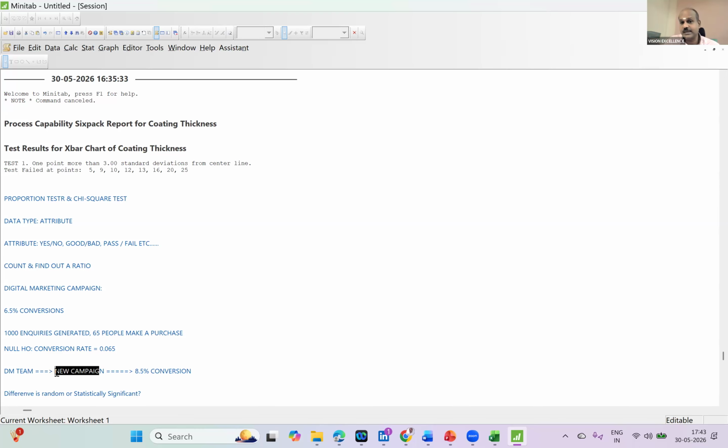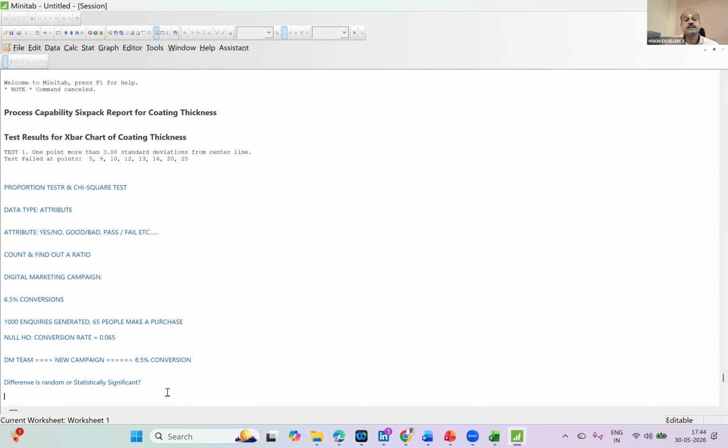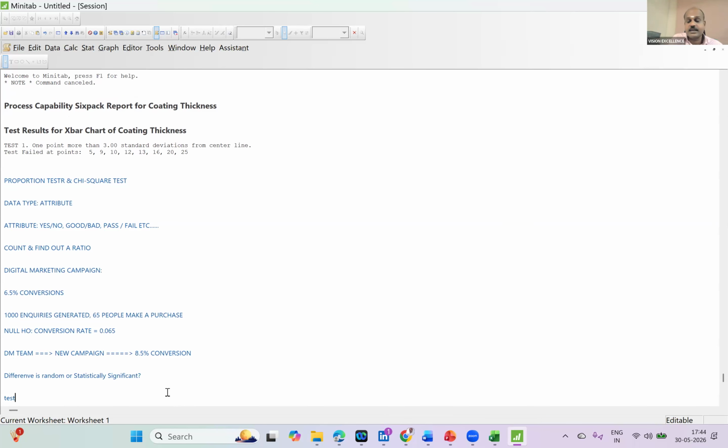There are two groups. The data comes from two sources. This is called two proportion test. Percentage conversion is a proportion. This is not an average. If we are dealing with average, if we are dealing with measurable data, then we have two sample t-test, already studied. Now, this is not coming from measurable data. This is attribute data. So the test required is two proportion test. Are you with me, all of you?